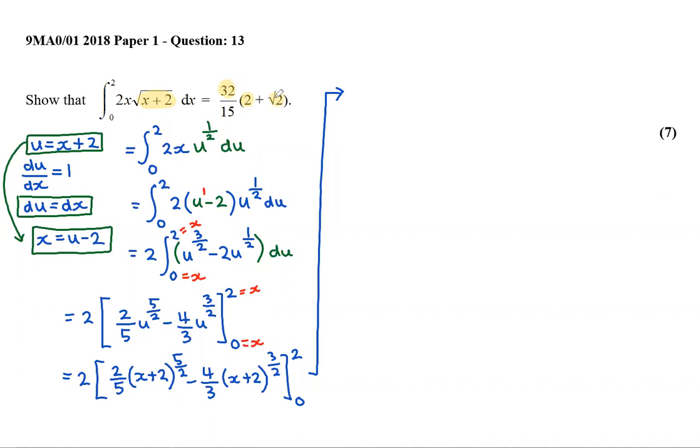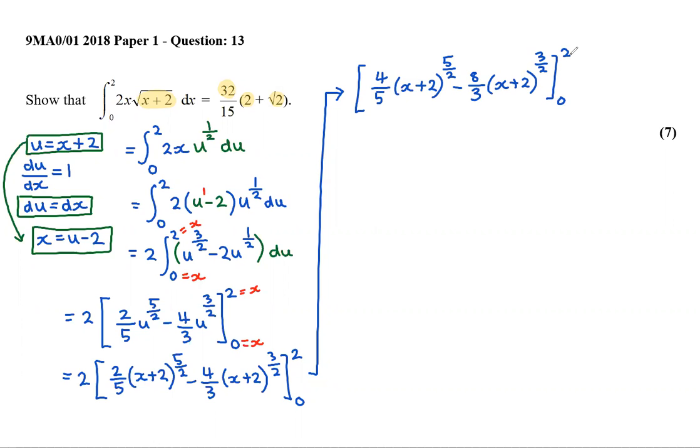I'm going to multiply through by 2, just so we don't have that 2 on the outside. So maybe this will make it easier. I don't know at this stage. So our definite integral is going to be 4 over 5 (x plus 2) to the power 5 over 2, subtract 8 over 3 (x plus 2) to the power 3 over 2, between 0 and 2.